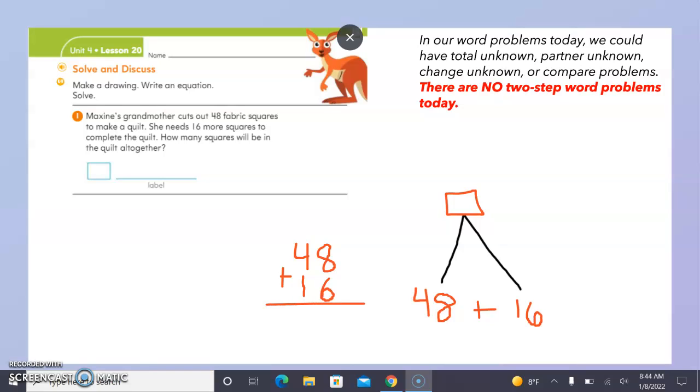Okay, this is a great time to pause the video, have the students do the addition, and then have a friend raise their hand to share out the answer and the label. When you're ready, you can play the video for the next problem.